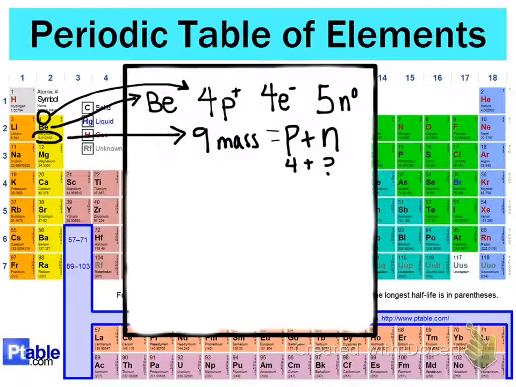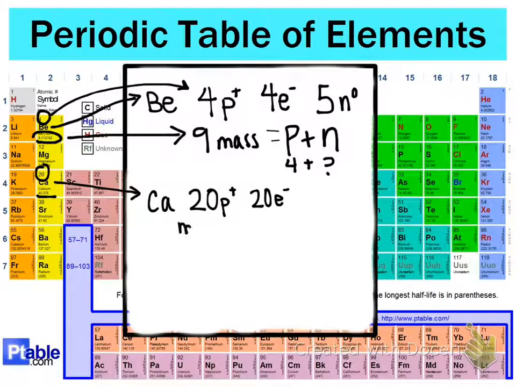Let's look at calcium. Same thing, so the number on top, that 20, is my atomic number, which is my number of protons. It is also my number of electrons. My mass is 40. I know that protons plus neutrons equal my mass. Since I have 20 protons, I must have 20 neutrons, because 20 plus 20 equals 40.